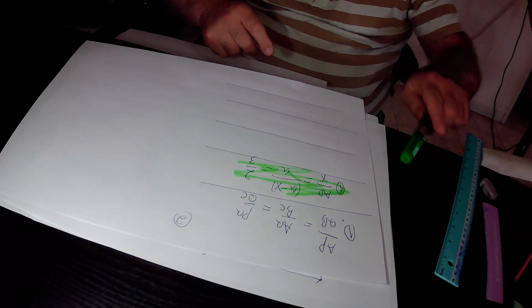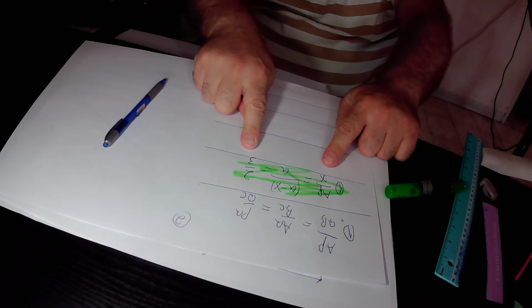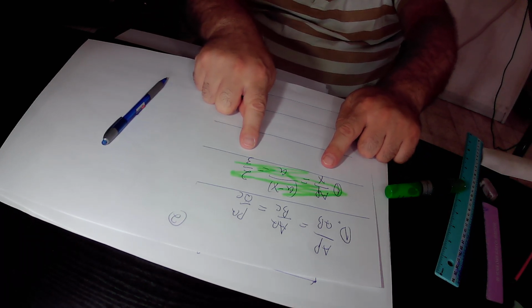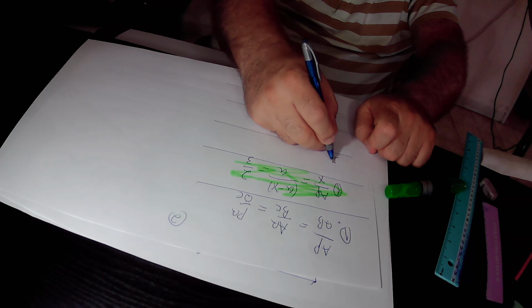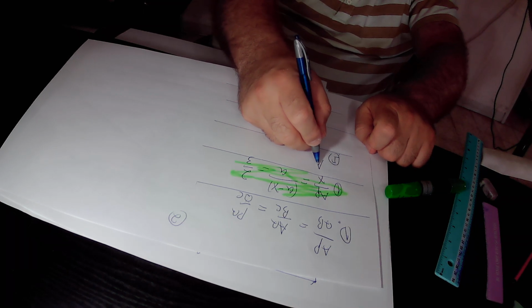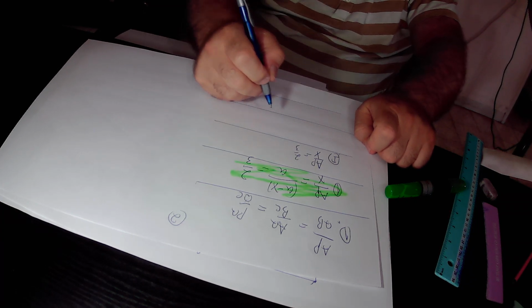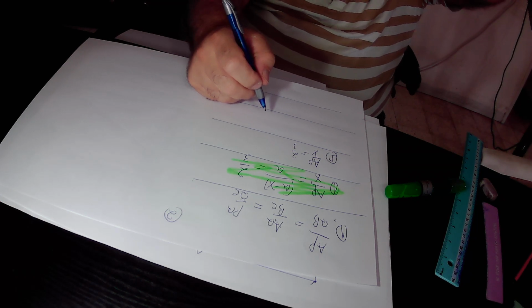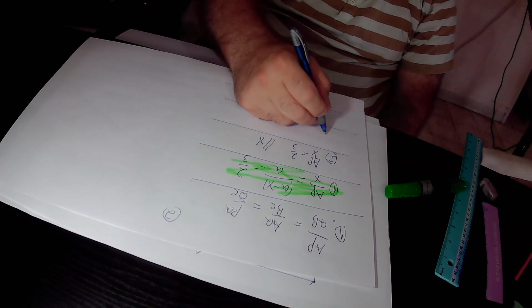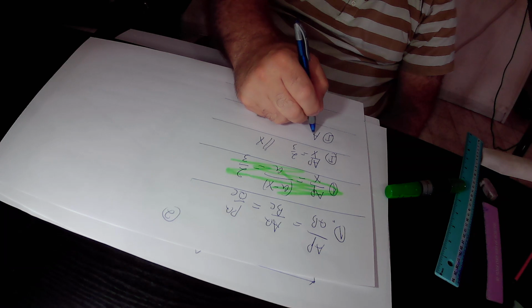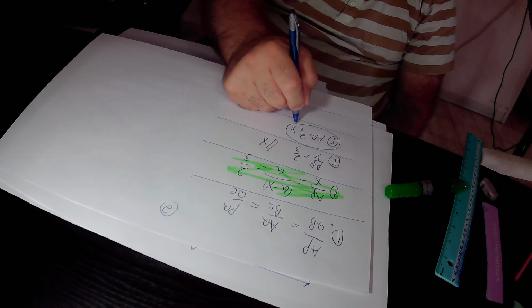Those two expressions are equal to each other, so we create equation 1 from those two expressions. According to equation 1, we get that AP over X equals 2/3. Here we multiply equation 1 by X, and finally we get that according to equation 1, AP equals 2/3 X.